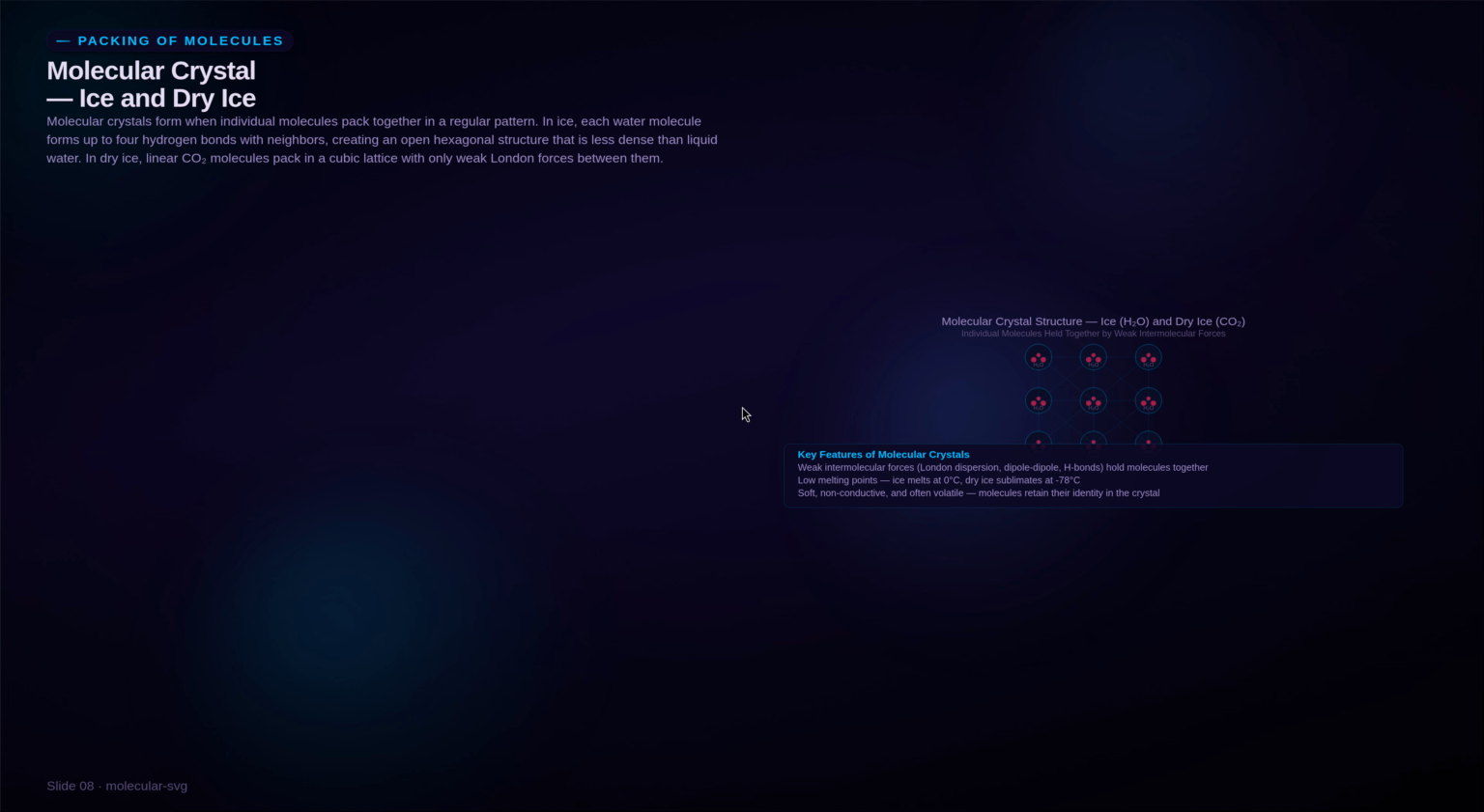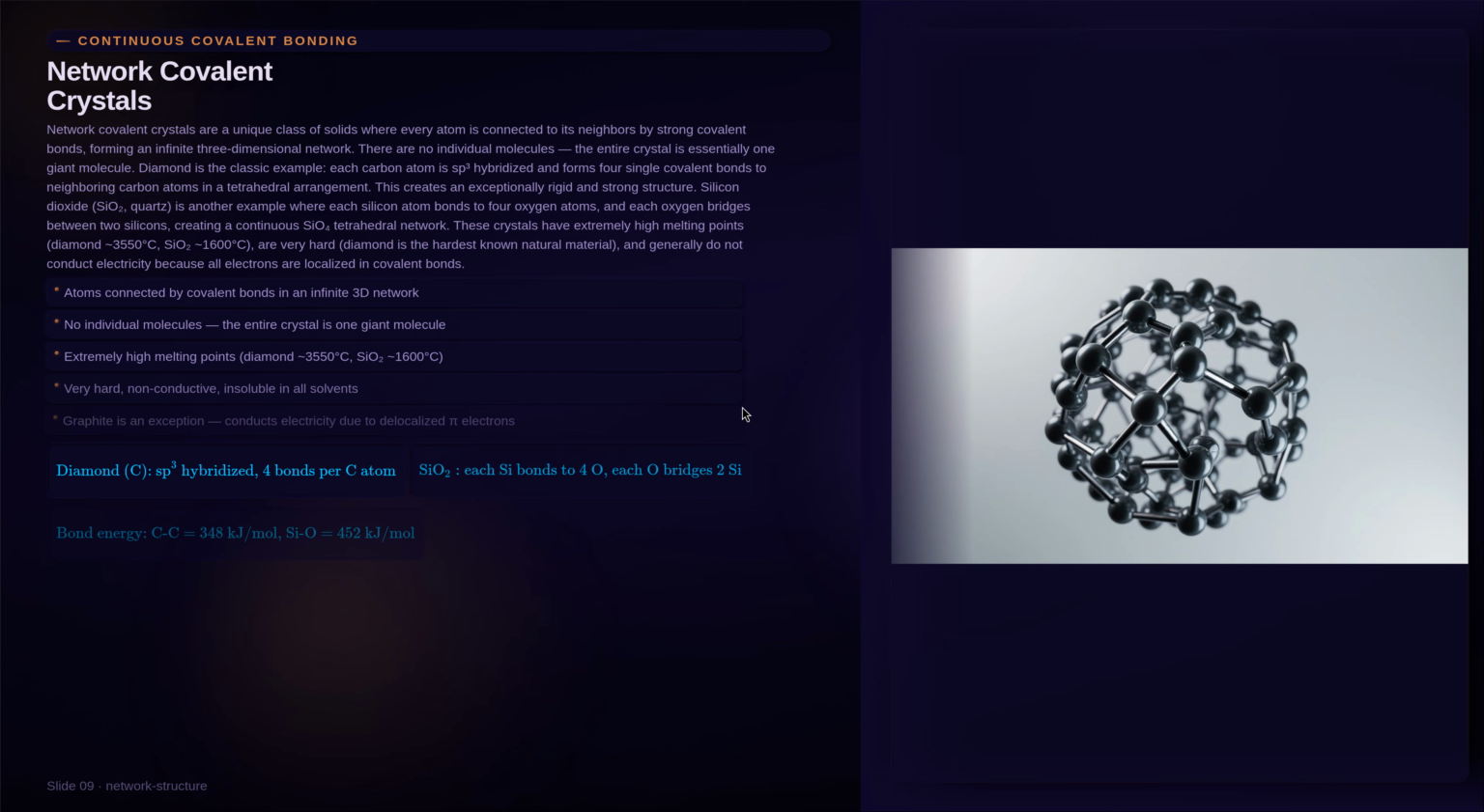The molecules are held together by weak intermolecular forces shown as dashed lines. Inside each molecule, the atoms are connected by strong covalent bonds. This is the key feature of molecular crystals: strong bonds inside molecules, but weak forces between molecules. Network covalent crystals are a unique class of solids where every atom is connected to its neighbors by strong covalent bonds, forming an infinite three-dimensional network.